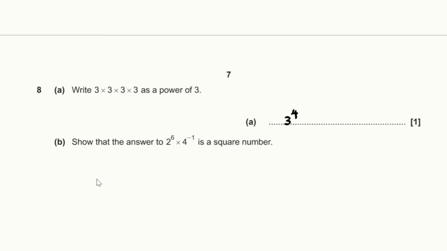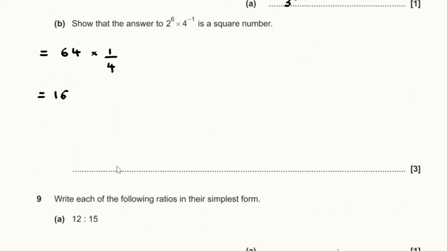2 to the power of 6, that is equal to 64. And then 4 to the power of minus 1, that's a quarter. So we end up with 16, because 64 divided by 4 is 16, and 16 is a square number.